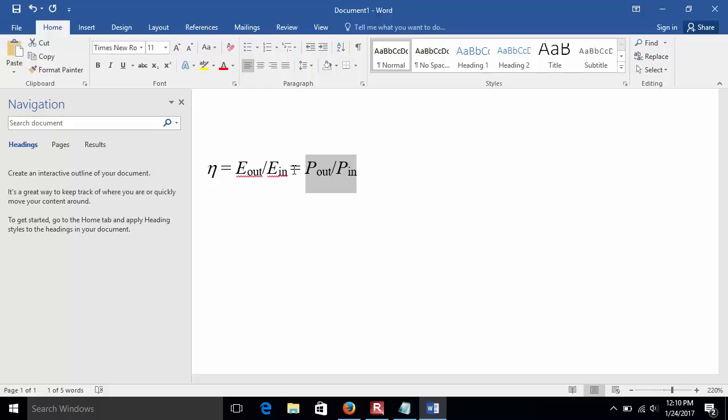So that is efficiency, and it has no units, no dimensions. If I ask you a trick question, what are the units or dimensions of efficiency? The answer is 1 or none. It doesn't have any.